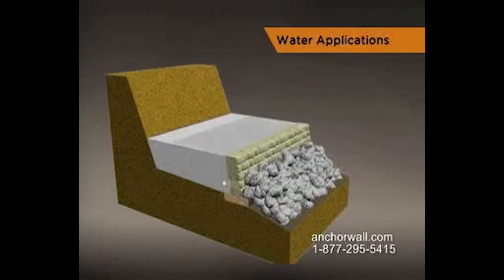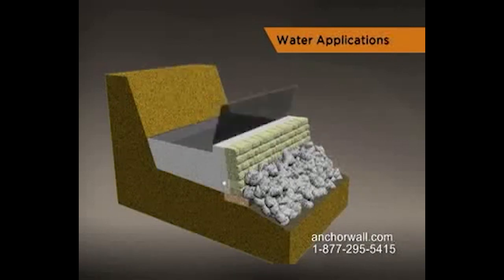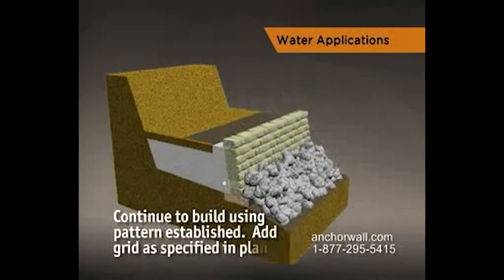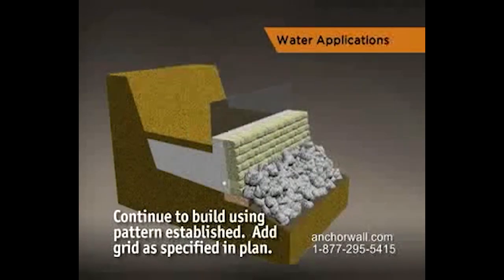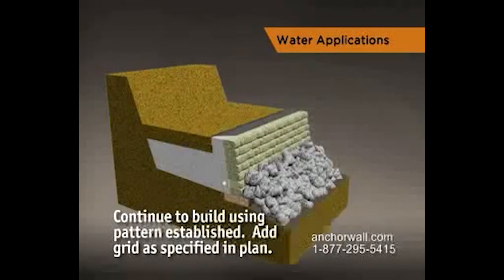Install the next layer of grid and lay the next course on the grid. Backfill with drainage rock to 12 inches behind the wall and compact. Add fabric on top of the grid and backfill with soil. Continue to build the wall using the pattern established, adding grid as specified in the plan.